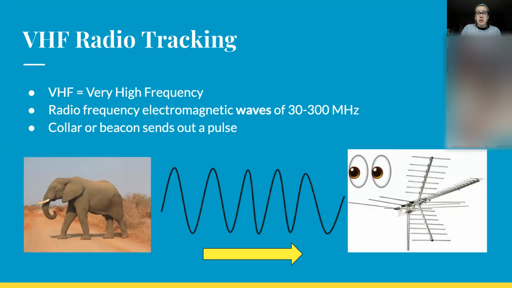However, you can also have things that are called repeaters, extra antennas kind of in the middle that send out the signal to different places. And the good thing about this is that it's fairly inexpensive for researchers to do. So it's good for short distances, and it's good for large animals. It's good because it's inexpensive, but other than that, it's kind of limited.